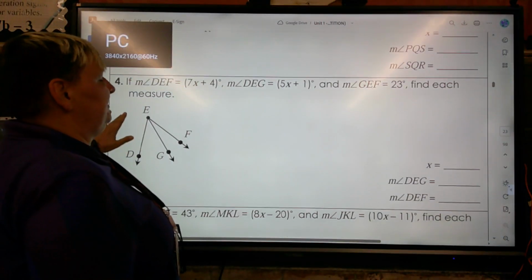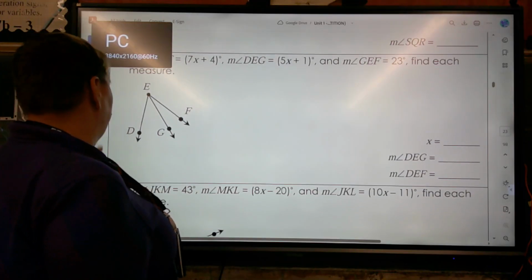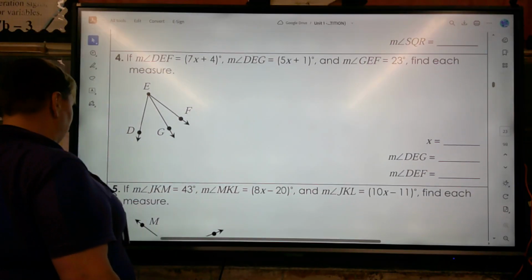Take advantage of the ability to pause and rewind, because, well, I'm moving quickly.